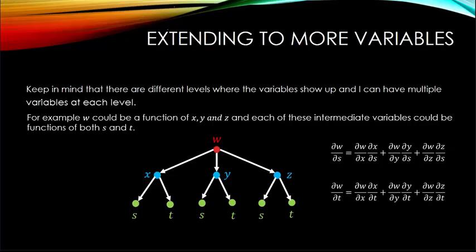And my partial of w with respect to t will be given by the partial of w with respect to x times the partial of x with respect to t, plus the partial of w with respect to y times the partial of y with respect to t, plus the partial of w with respect to z times the partial of z with respect to t.